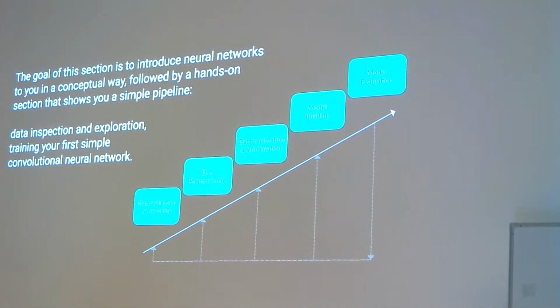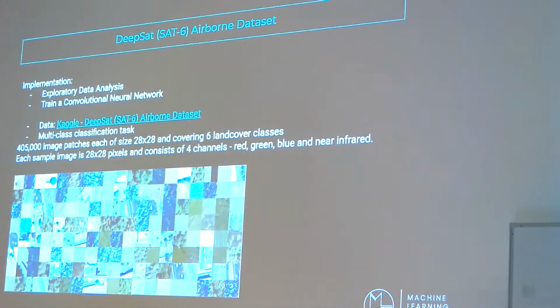So we'll be doing some data inspection, just kind of looking at our data and exploring a little bit, looking at the size, looking at class balance or imbalance and what to do in those situations, and then train our first convolutional neural network after the break, after the lunch break.